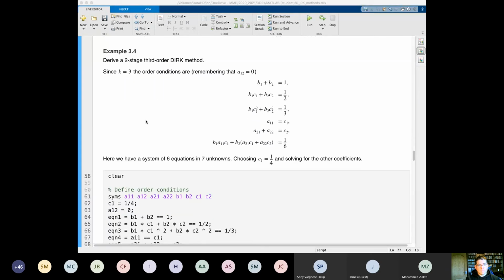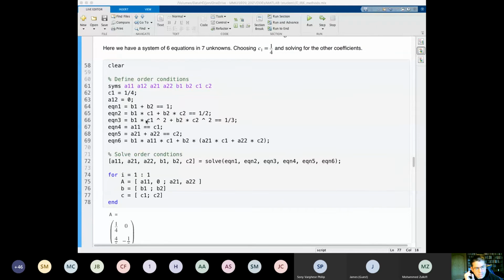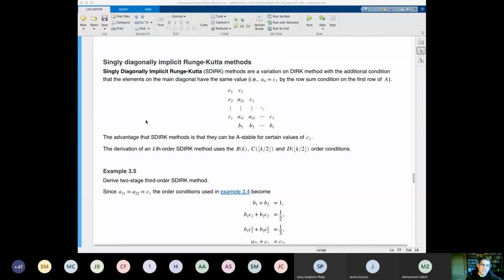DIRK methods are useful, but there is a variation on the DIRK method which makes things a little bit easier and has better stability properties, and that's called singly diagonally implicit Runge-Kutta methods, known as SDIRK methods. What we have is our main diagonal elements all have the same value. And of course, by the first row sum condition, our A11 has got to be equal to C1, so all of our main diagonal elements on A are equal to C1.